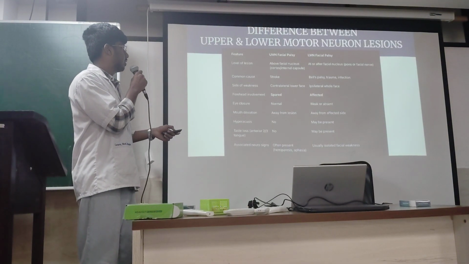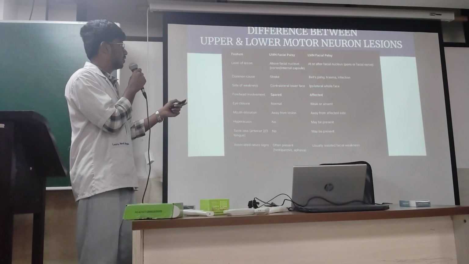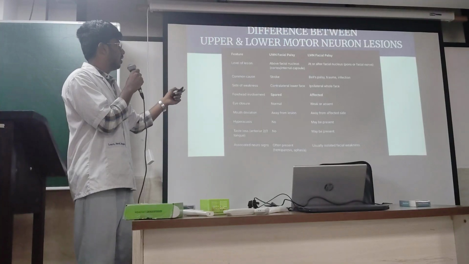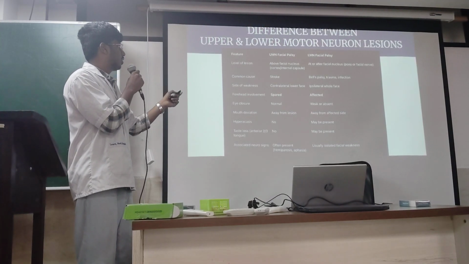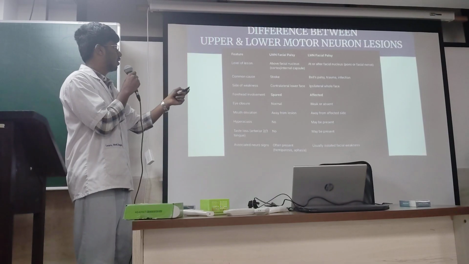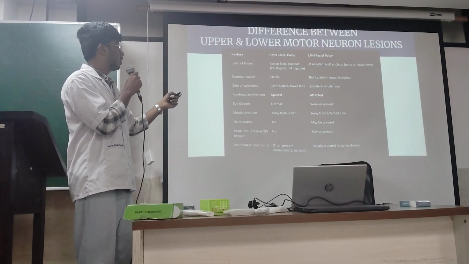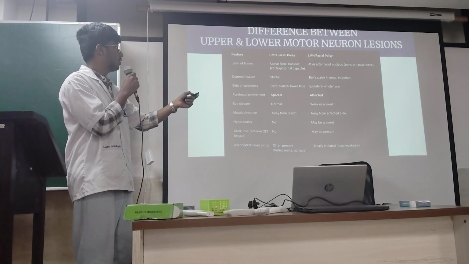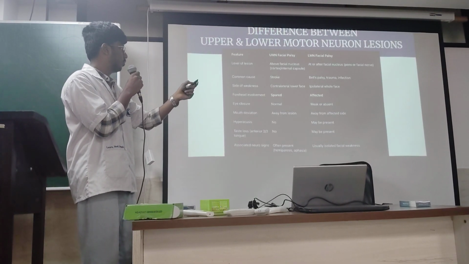Differences between upper and lower motor neuron lesions. The level of lesion in upper motor neuron facial palsy is above the facial nucleus, and in lower motor neuron facial palsy, it is at or after the facial nucleus. The common cause in upper motor neuron facial palsy is stroke, and in lower motor neuron facial palsy, it is Bell's palsy, trauma, or infection. The site of weakness in upper motor neuron facial palsy is the contralateral lower face, and in lower motor neuron facial palsy, it is the ipsilateral whole face.